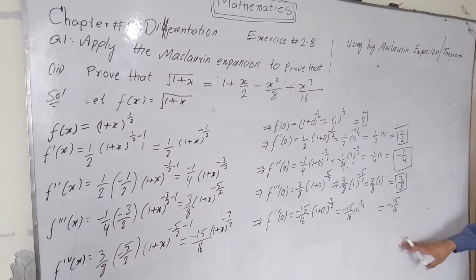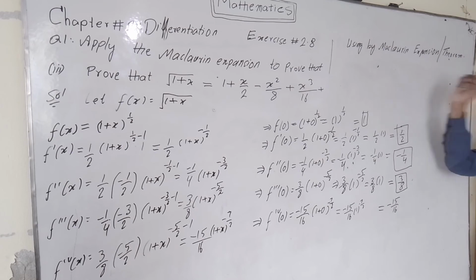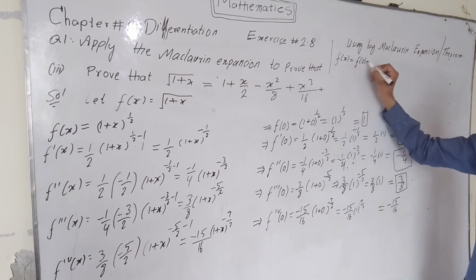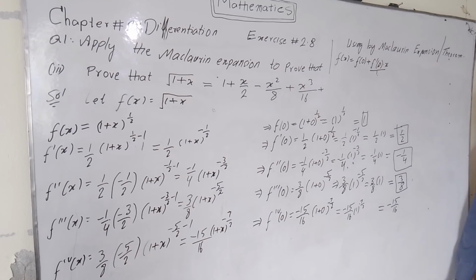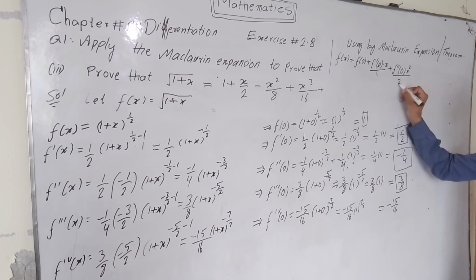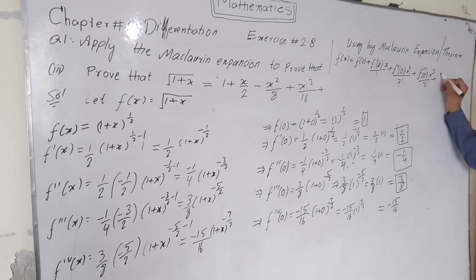Next, using the Maclaurin expansion or theorem, f of x is equal to f of 0 plus f prime of 0 dot x divided by 1 factorial plus f double prime of 0 dot x square divided by 2 factorial plus f triple prime of 0 dot x cube divided by 3 factorial plus f fourth prime of 0 dot x to the 4 divided by 4 factorial plus, and so on.